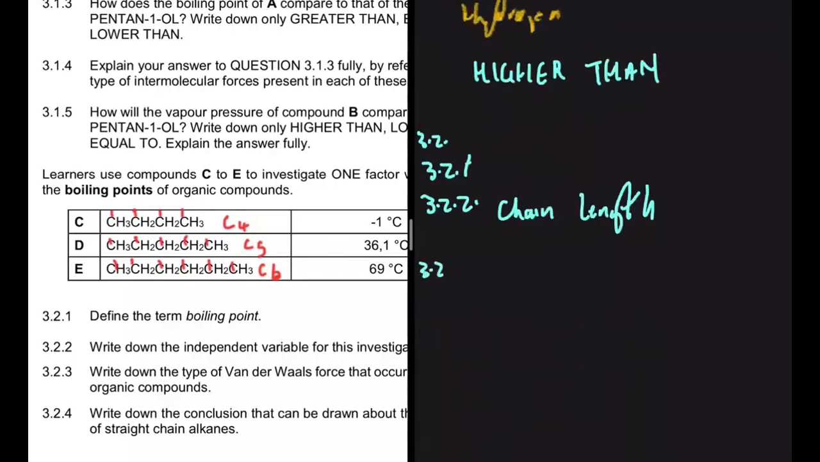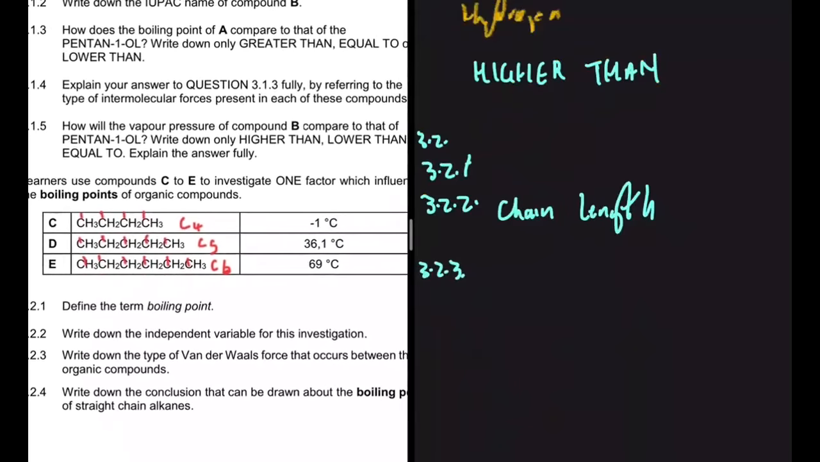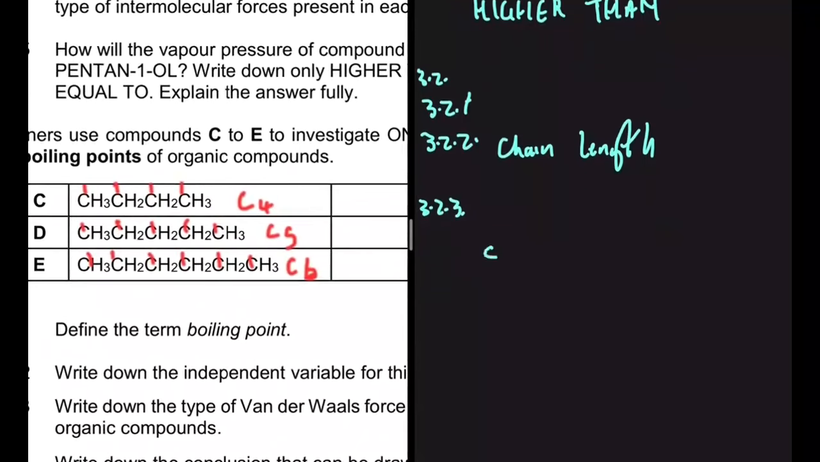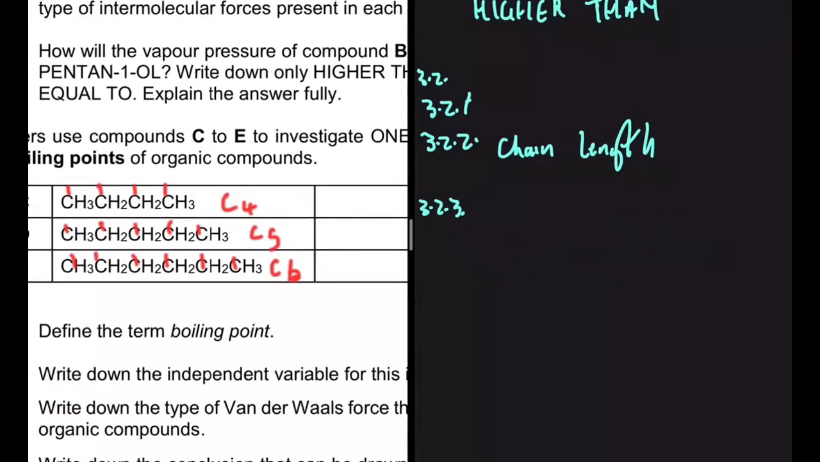And 3.2.3: write down the type of van der Waals force that occurs between these organic compounds. These organic compounds are all alkanes, right? You can draw compound C fairly quickly: a carbon with 3 hydrogens, then another carbon with 2 hydrogens, another carbon with 2 hydrogens, and the last carbon with 3 hydrogens. The same thing with compounds D and E, they're all alkanes. So the force occurring in compounds C, D, and E is London force, or induced dipole forces.